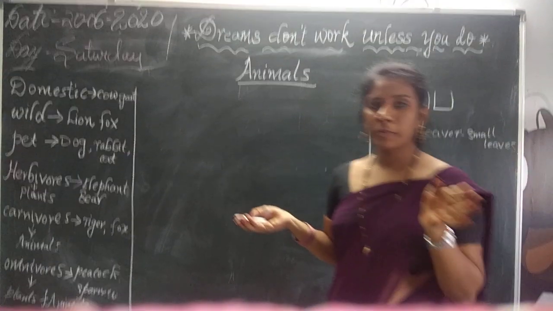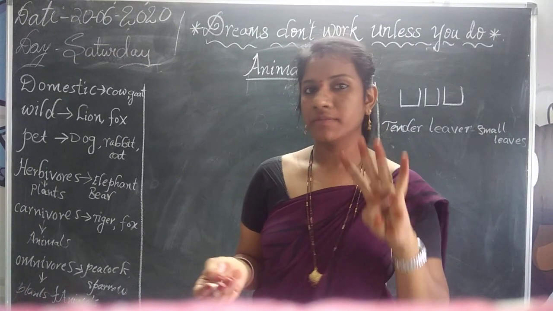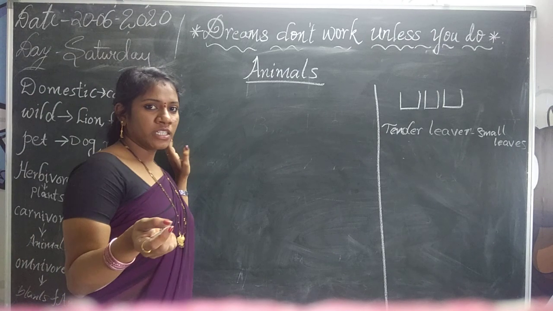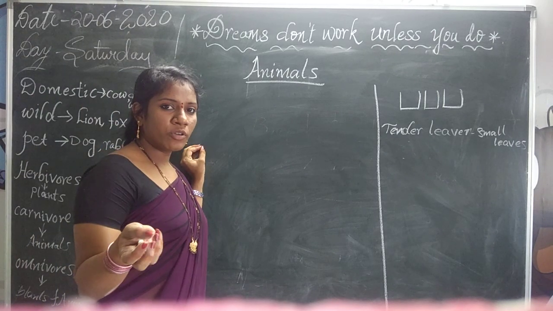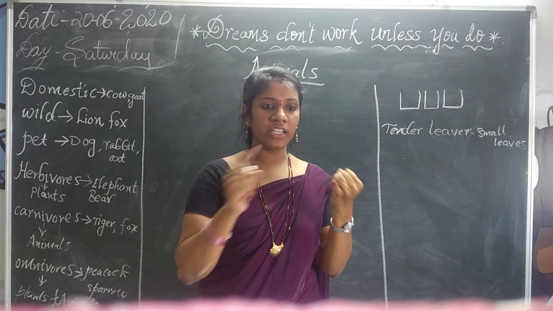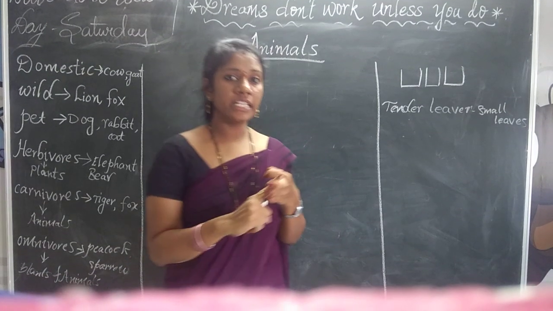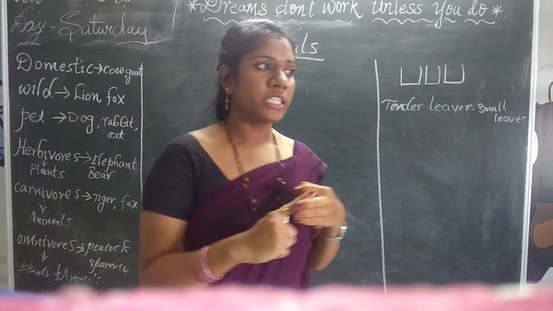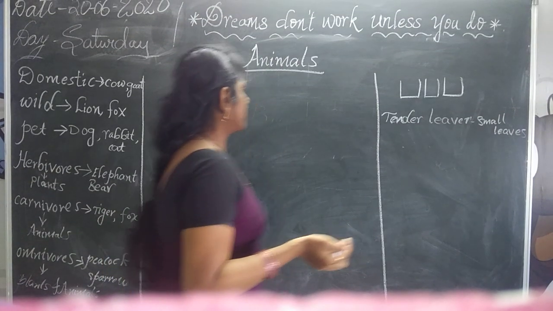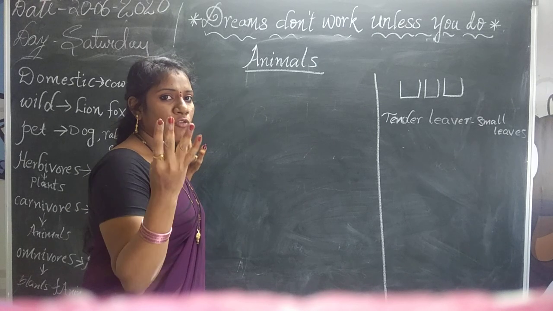And depending upon their adaptations, we can divide these animals into four types. See, adaptations means living conditions. In your home, you are living comfortably. Why? Because you have food and shelter and you have living conditions. Like that, the animals also want a comfortable environment. So, it depends upon their food habits and living conditions. We can divide animals into four types.